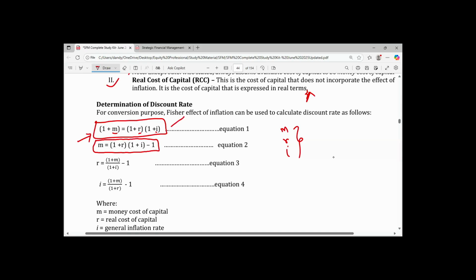Again, from the original formula, if I want to calculate real cost of capital, that is, I want to make R the subject of the formula, I can't just move 1 plus I away. The best thing to do is to divide both sides by 1 plus I, because 1 plus R and 1 plus I are together. You can't just move one. Therefore, for me to get R, I need to divide both sides by 1 plus I. When you do that, R is calculated as 1 plus M divided by 1 plus I, all minus 1. So this gives the formula for calculating the real rate of return.